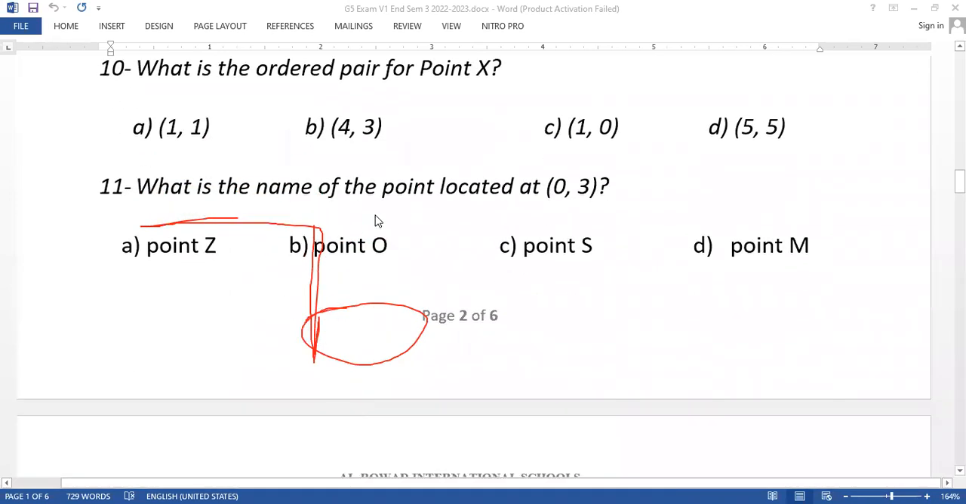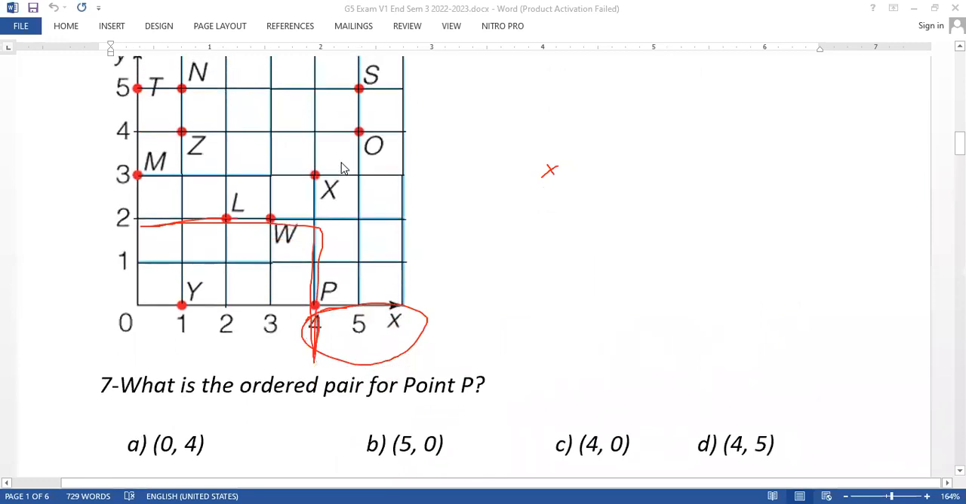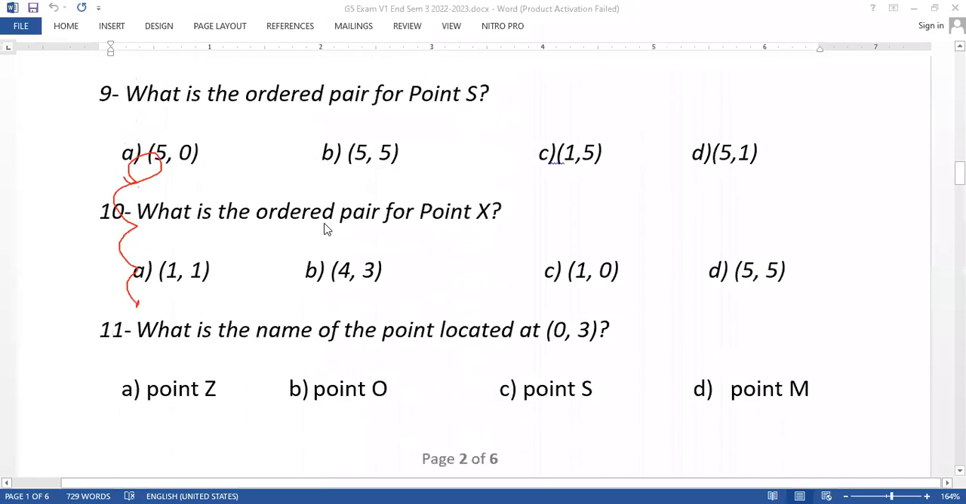Now, question number 11. What's the name of the point located at 0, 3? The x is 0, so it's located on the y-axis. Always, guys, when the x is 0, the point is on the y-axis. Its y is 3. So I don't move right, I just move up 3. So it is M. So 0, 3 is M.